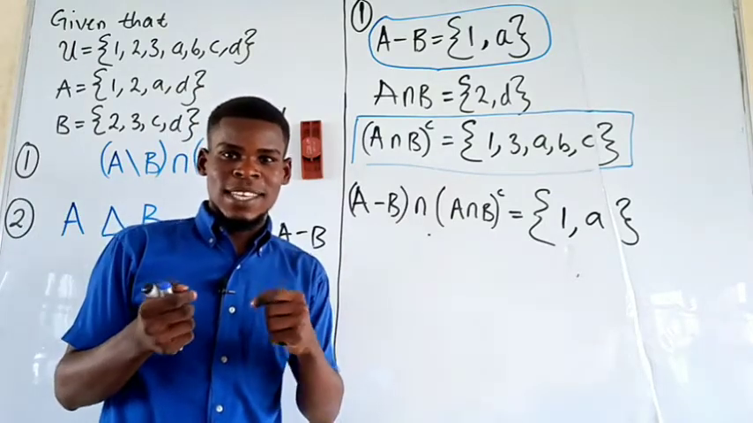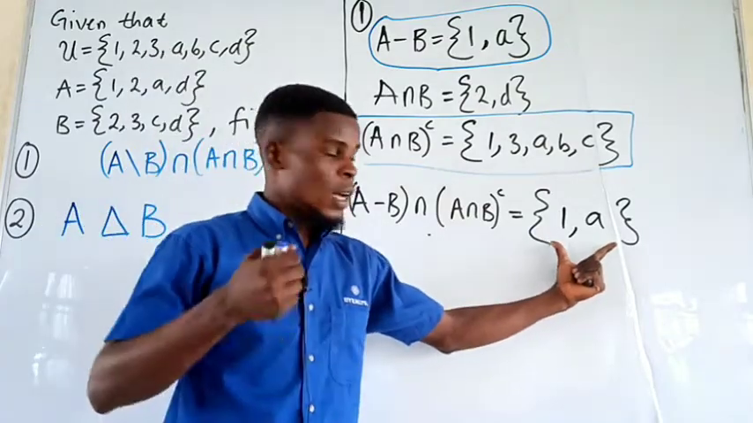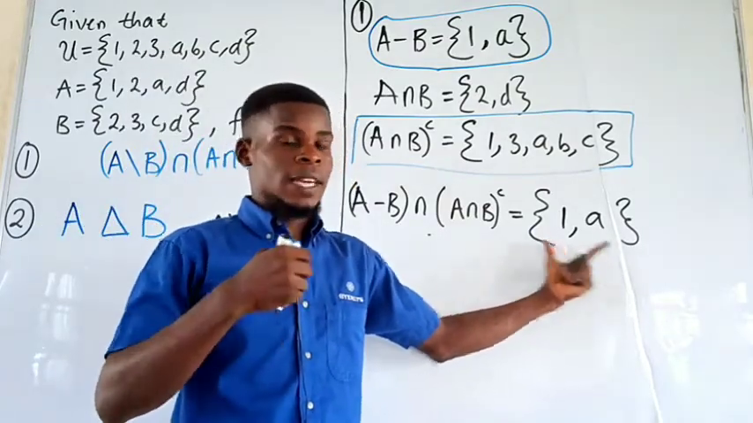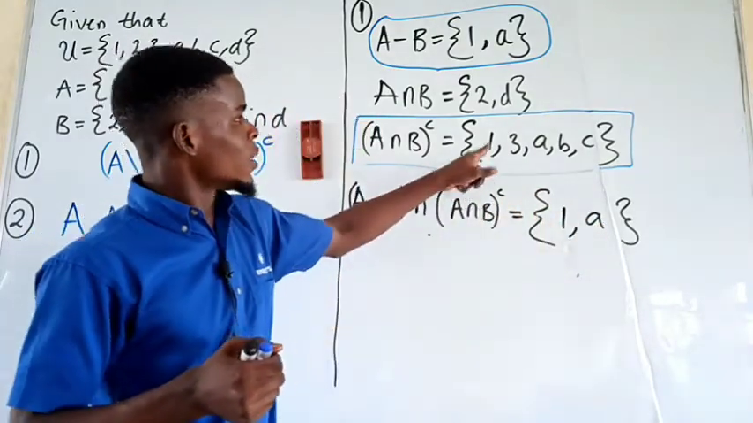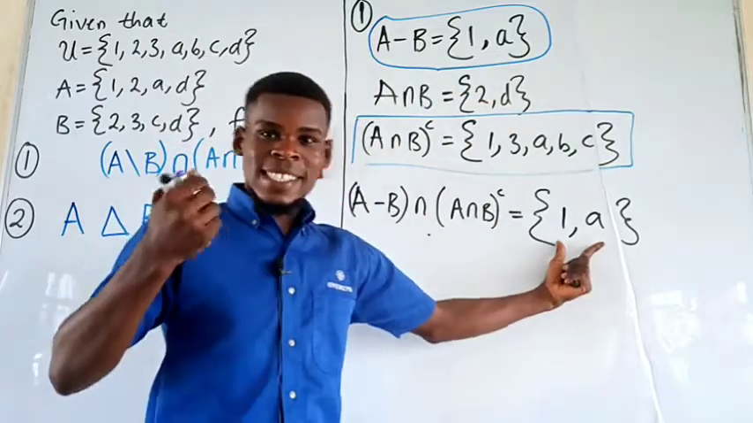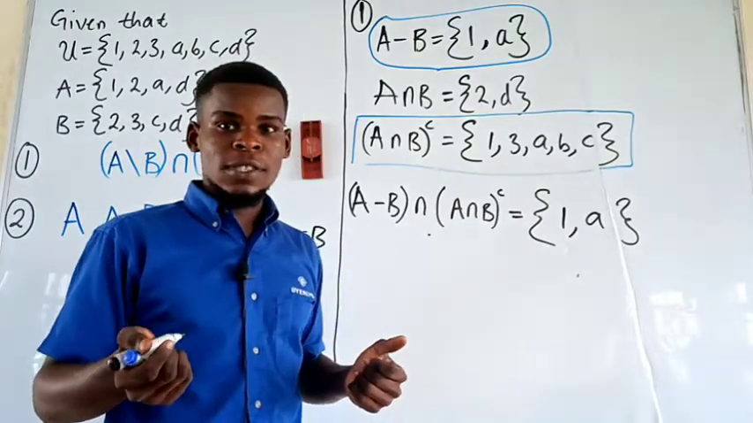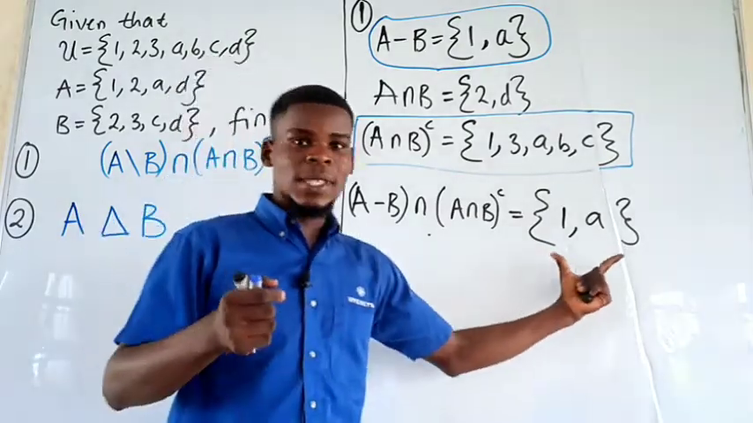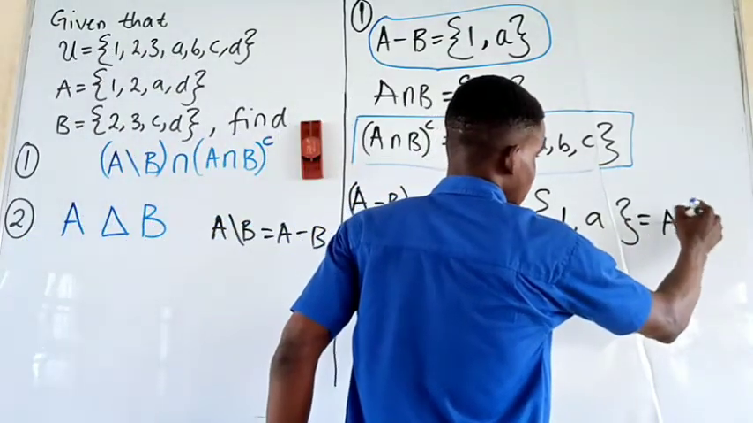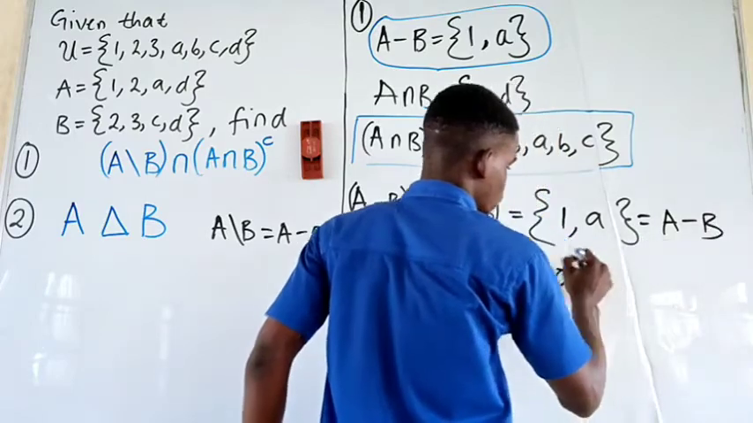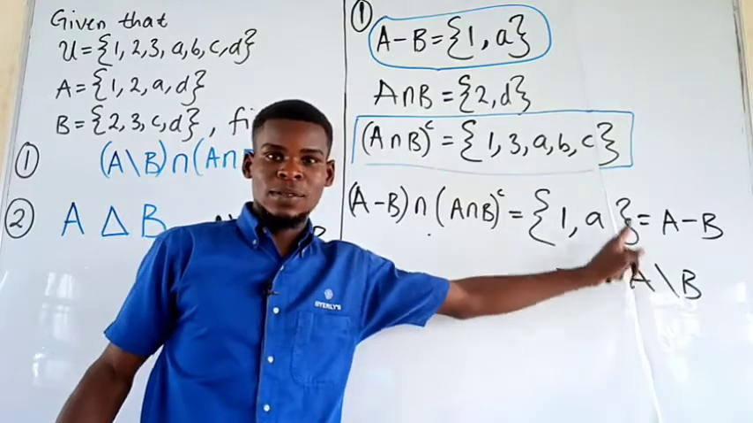And if you observe, in case your lecturer wants to trick you, that our final set, {1, a}, is the same as A minus B. So if you are given a multiple-choice question, and in the options you don't see this, look for this one, since this is just the same as A minus B, or you may choose to put it as A backslash B. Any of these can be found there.